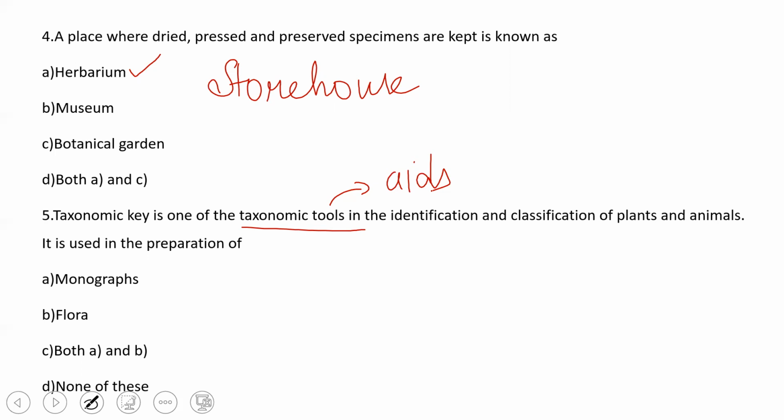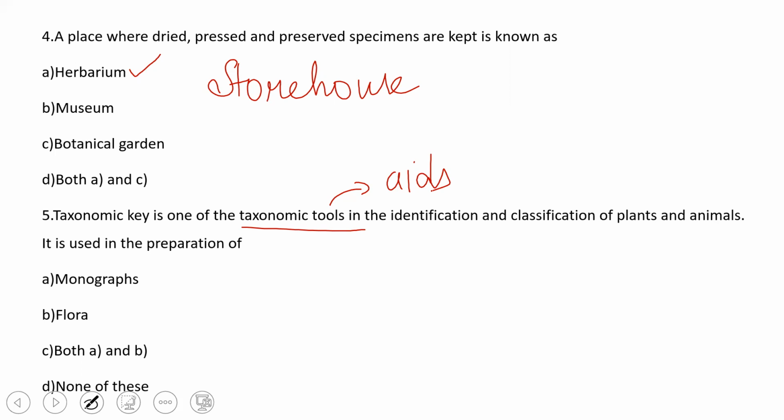So according to the study, we know that monograph is the taxonomic key which is used for collecting the detailed information of any one taxon, right? It is used for identification and it is also used for classification of plants and animals. Second one is flora.